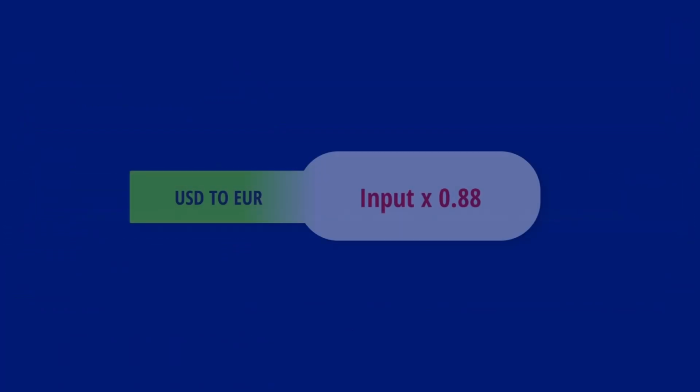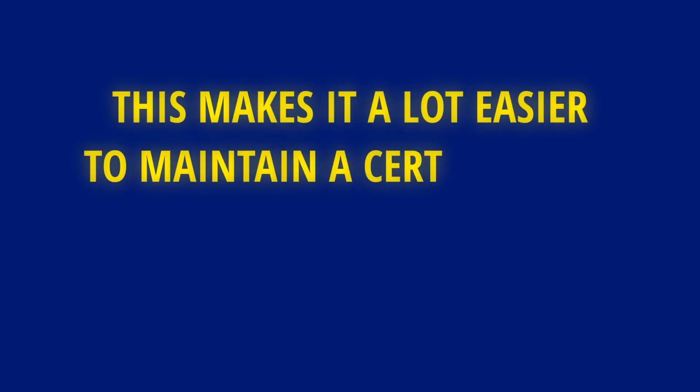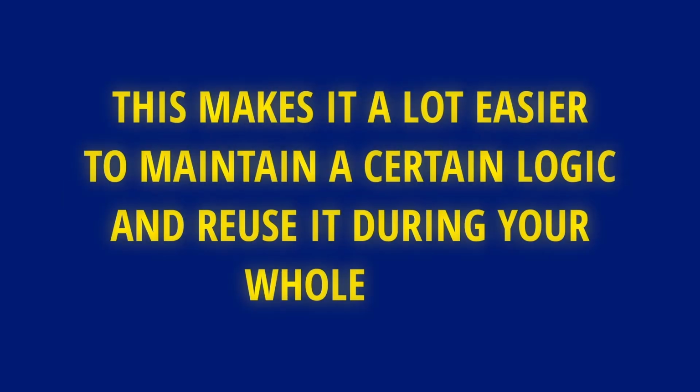But let's imagine we have something more complex that could also change over time. If you're using a user-defined function, you save it in one central place, and if you want to change the logic, you do it at one spot. You don't have to keep track where exactly you use this calculation, and you don't have to keep track where you have to change it. This makes it a lot easier to maintain a certain logic and reuse it during your whole file.